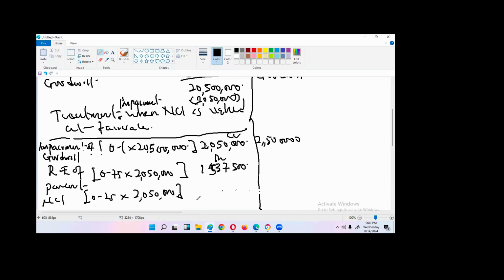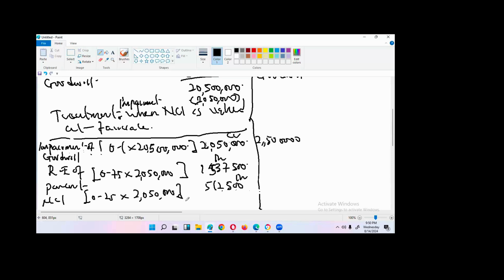So what is the NCI portion? 0.25 times 2,050,000, which is 512,500. So this one will also be debited. Mr. Robert, is it clear, sir?